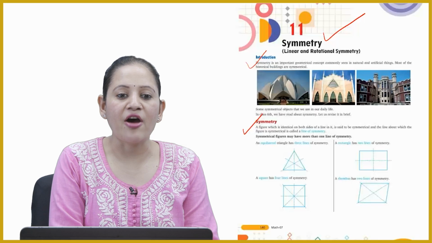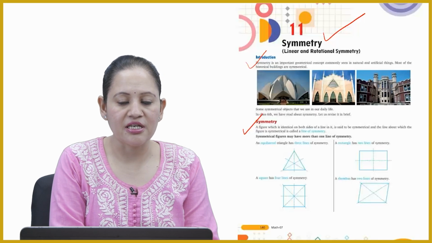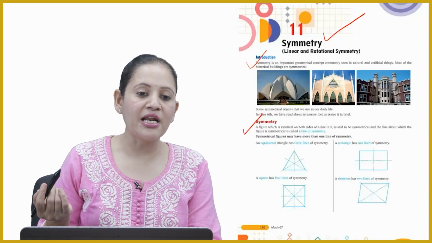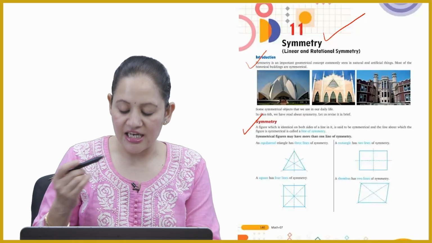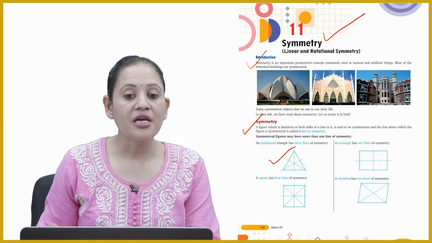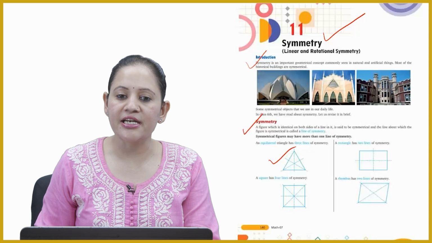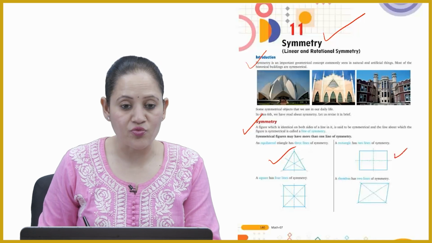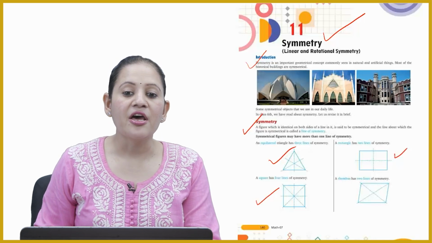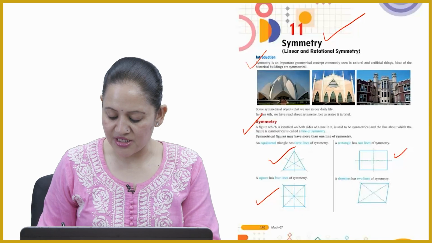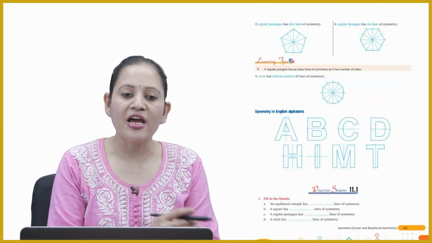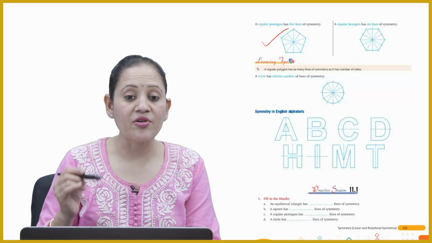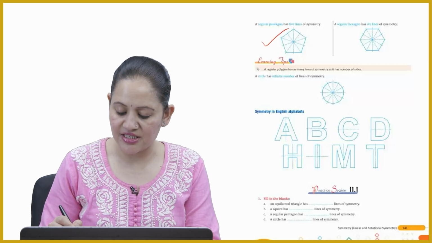Symmetrical figures may have more than one line of symmetry. So एक से ज़्यादा भी line of symmetry हो सकती है, like an equilateral triangle. All three sides are equal. It has three lines of symmetry. If we talk about a rectangle, it has two lines of symmetry. A square has four lines of symmetry. Rhombus has two lines of symmetry. A regular pentagon has 5 lines of symmetry, and regular hexagon has 6 lines of symmetry.